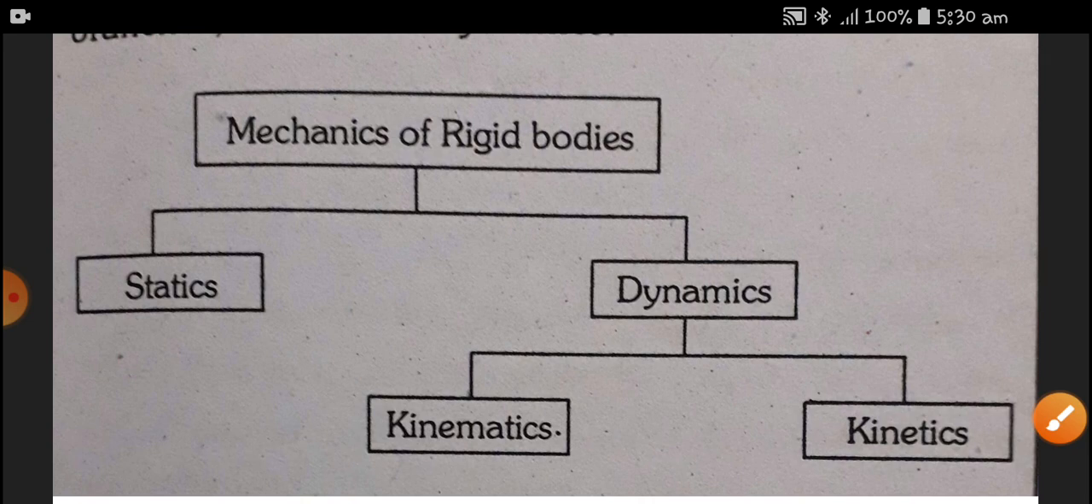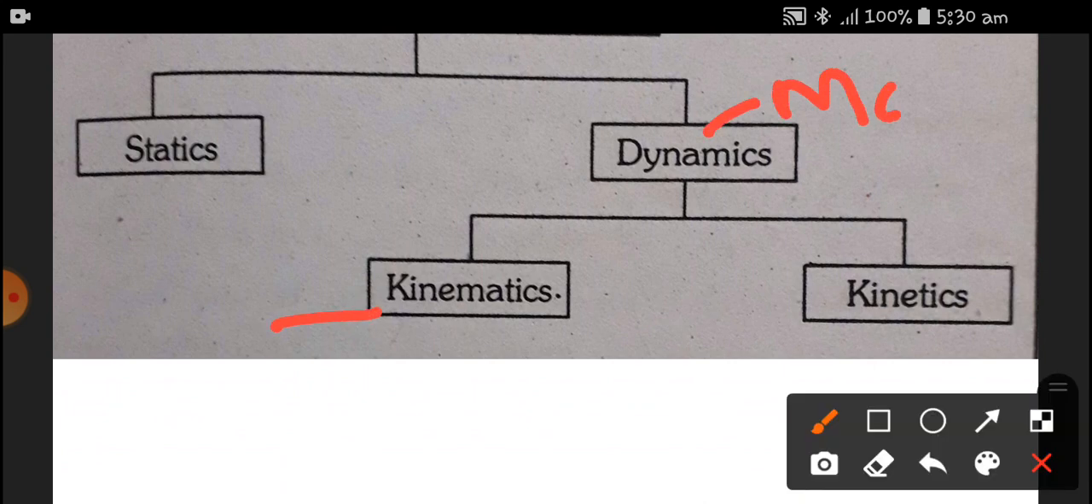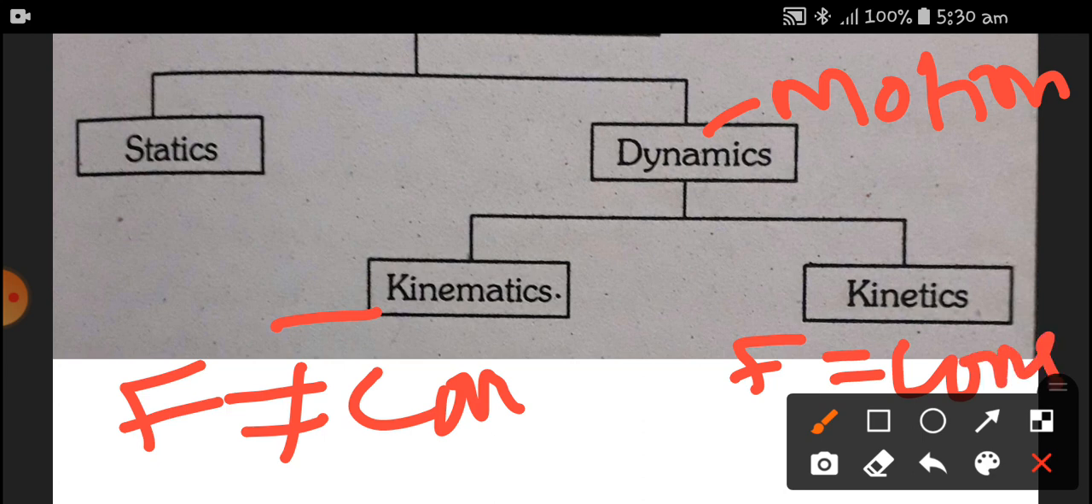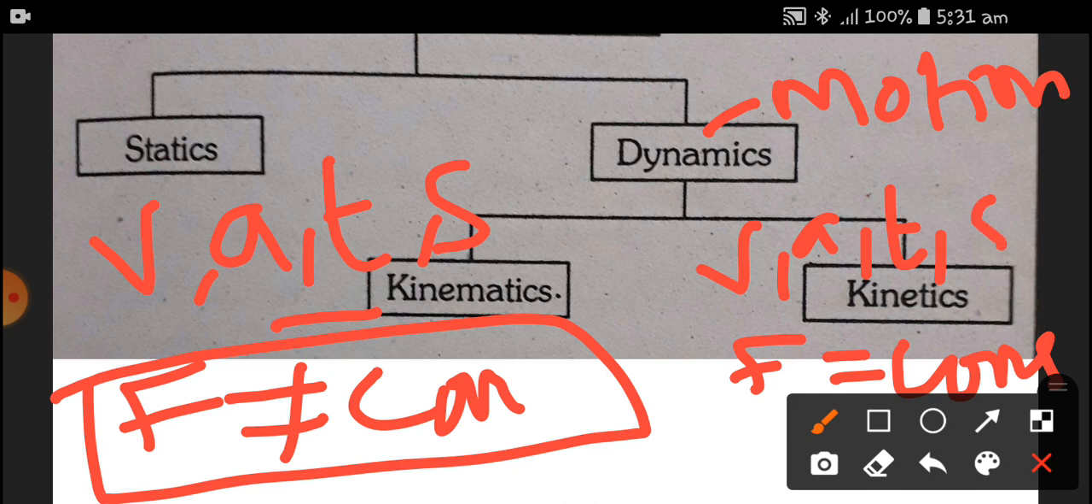This dynamics is further classified into two types: kinematics and kinetics. Generally, dynamics means the body in motion. In kinematics, the force is not considered. In kinetics, the force is considered. So this is the difference between kinematics and kinetics. Here the body is in motion, but without considering force, we calculate the velocity, acceleration, time, and distance. Whereas in kinetics, considering the force, the velocity, acceleration, time, distance, and the deformation are all found. So this is the difference between kinematics and kinetics.